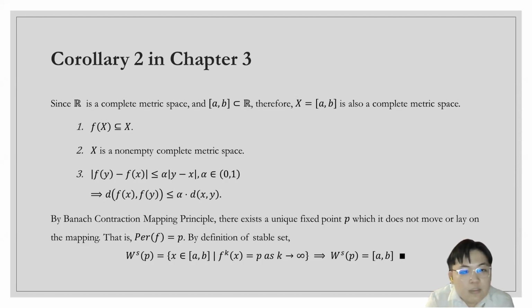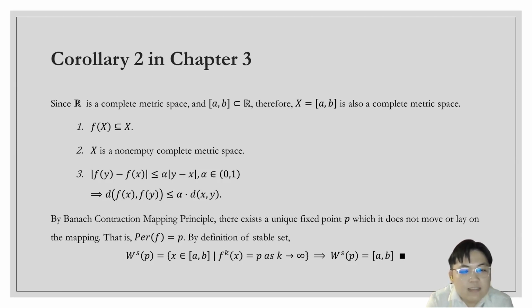And thirdly, modulus of f(y) minus f(x) is less than or equal to alpha times modulus of y minus x for alpha less than 1. So by the metric definition, we can write d(f(x), f(y)) is less than or equal to alpha d(x,y). So by the Banach contraction mapping principle, there exists a unique fixed point p, which does not move under the mapping. That is, f of p is equal to p.